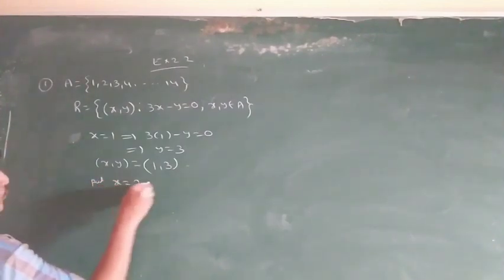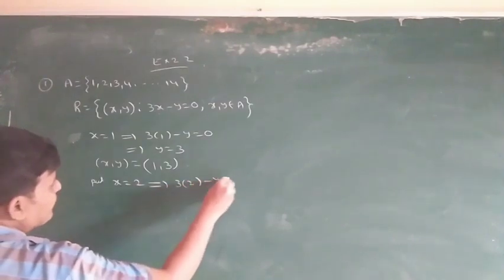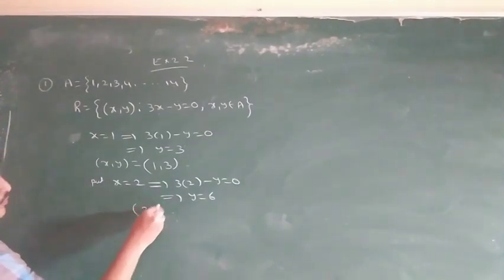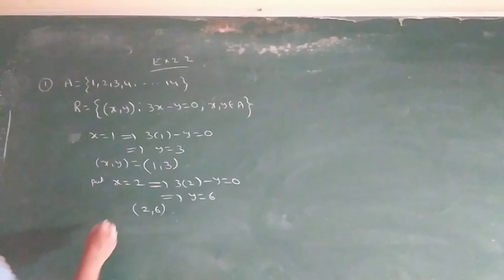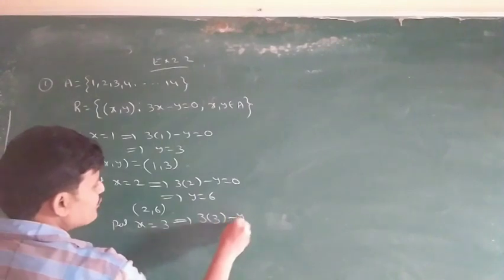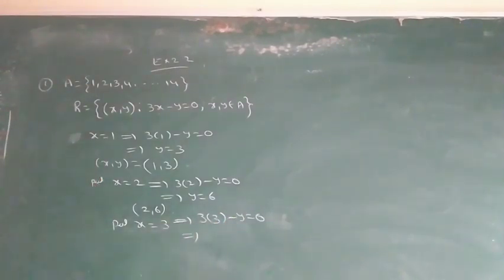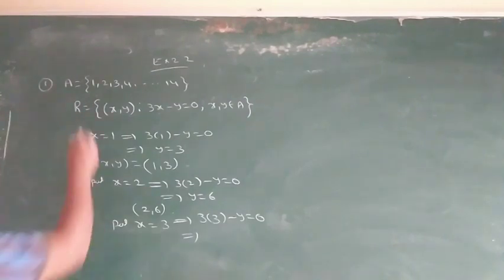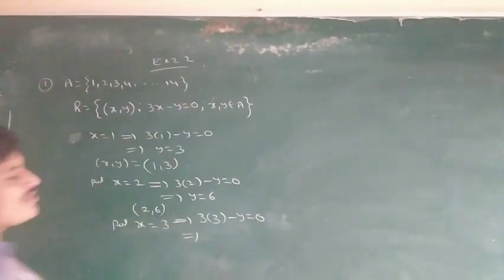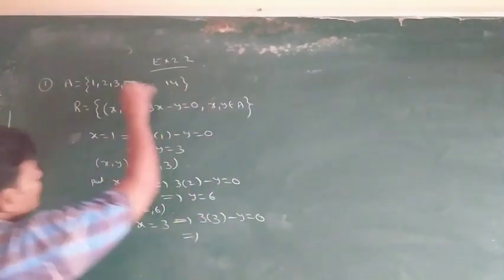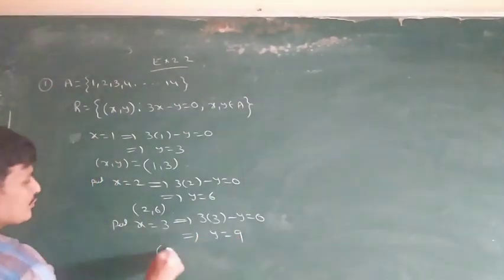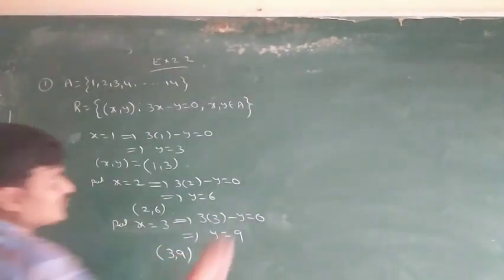Put x is equal to 2. 3 into 2 minus y is equal to 0, so y is equal to 6, which means (2, 6). Next put x is equal to 3. That implies 3 into 3 minus y is equal to 0. First we have to find the relation, by the given condition. Y is equal to 9, so (3, 9). Next.